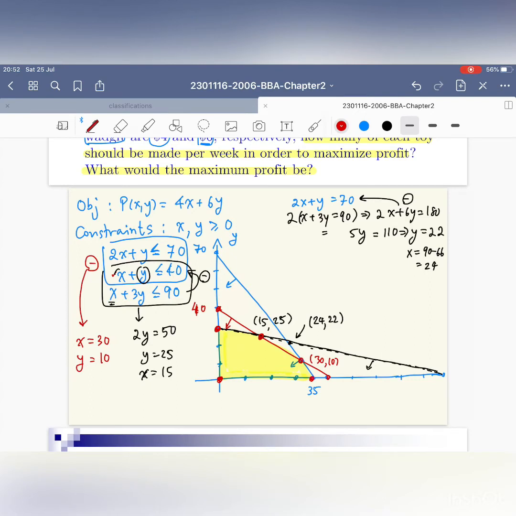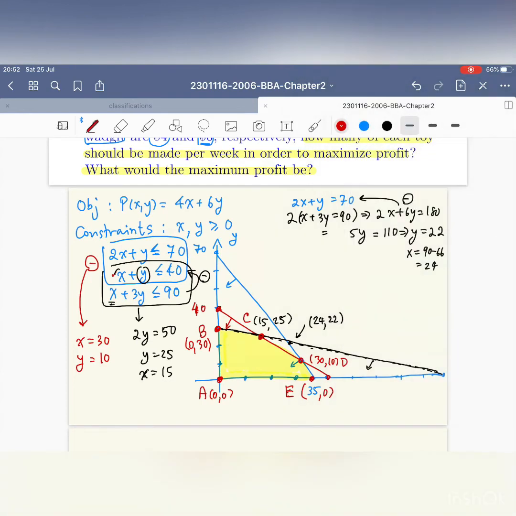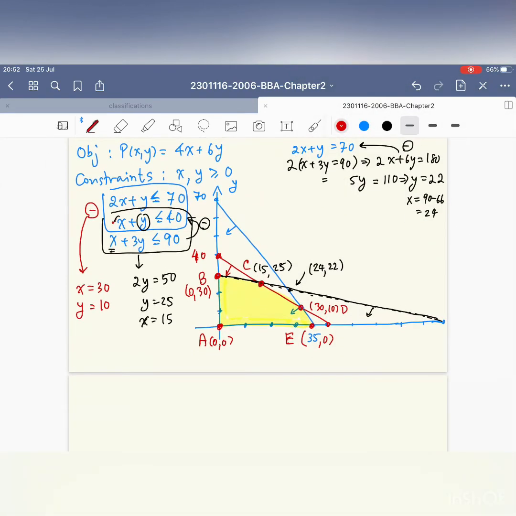Okay. So let's call this one A, which is 0, 0. This is B, which is the black one, so B is 0 and 30. And this one can be your C, this one can be your D, and this one, the blue one, which is your E, can be 35 and 0. All right. So let us calculate the objective at each and every point.